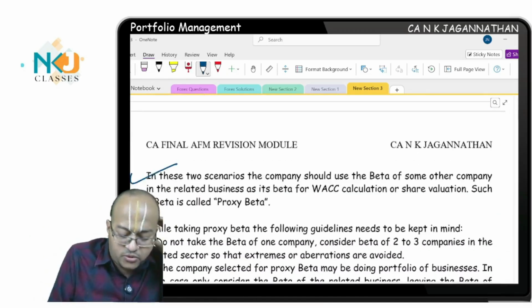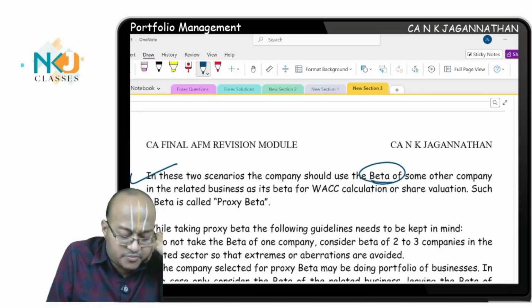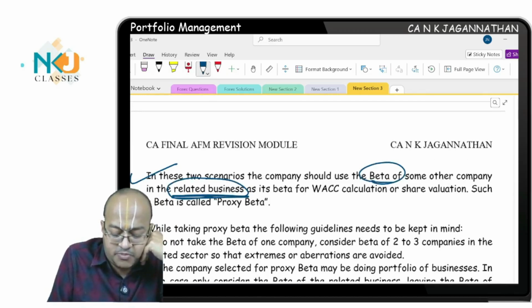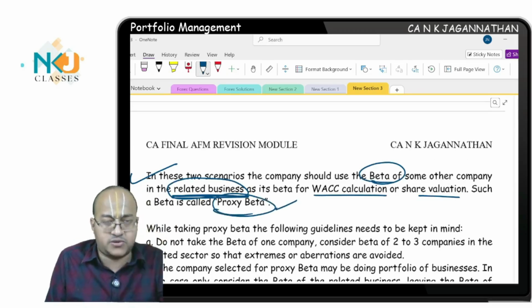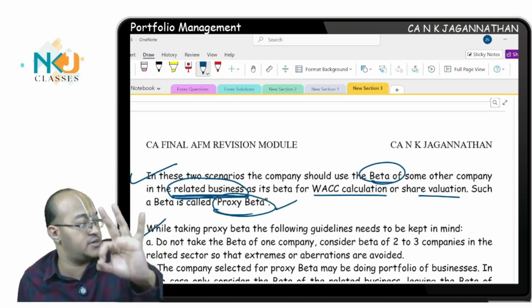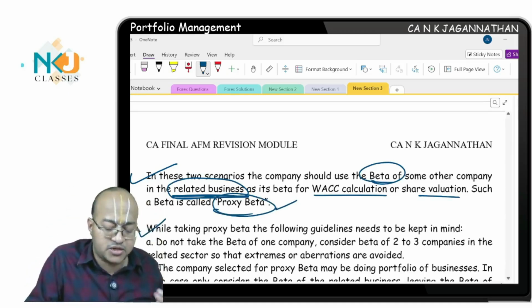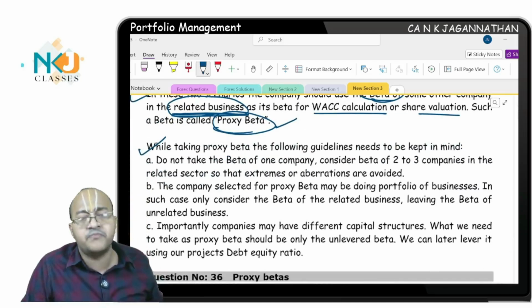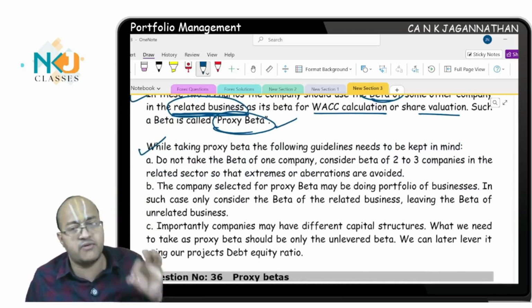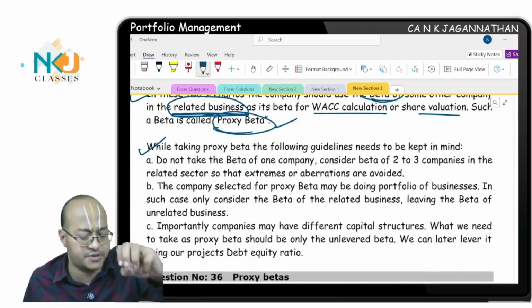See, in these two scenarios, the company should use the beta of some other company in the related business. This is important, as its beta for WACC calculation or share valuation. Such a beta is called proxy beta. Now, the only thing to be remembered in this proxy beta: 3 adjustments are to be made. One by one, I'll tell. You can apply this in the question. We have one beautiful question which will cover all the aspects also, right?